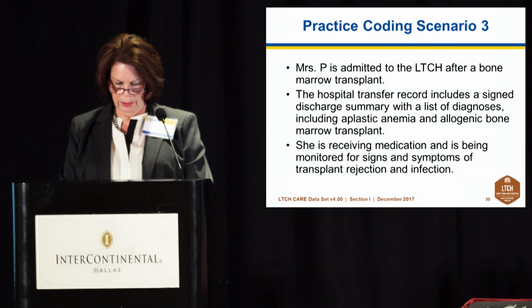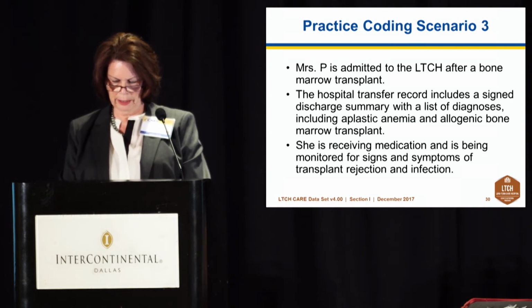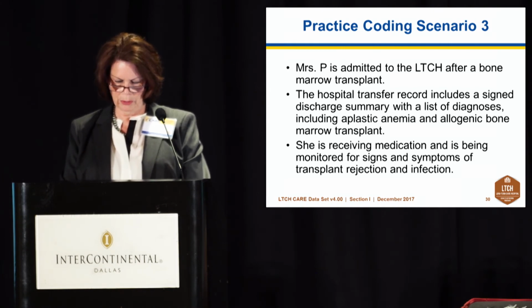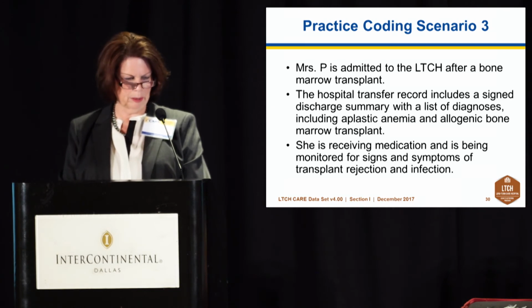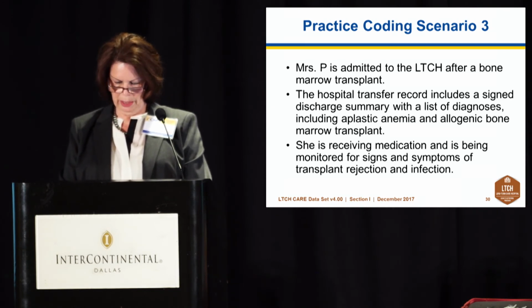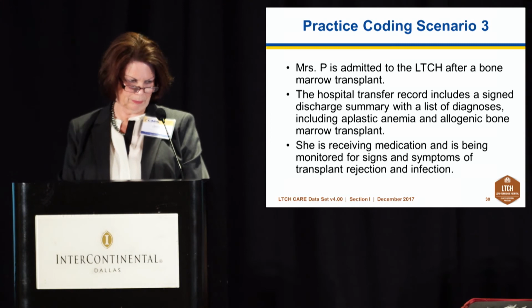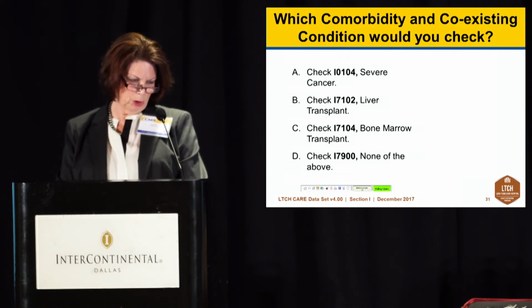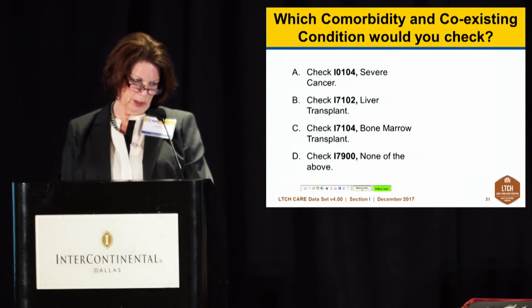The next coding scenario is Mrs. P is admitted to the LTCH after a bone marrow transplant. The hospital transferred record indicates a signed discharge summary with a list of diagnoses including aplastic anemia and allogeneic bone marrow transplant. She is receiving medication and is being monitored for signs and symptoms of transplant rejection infection. Which comorbidity and coexisting condition would you check?